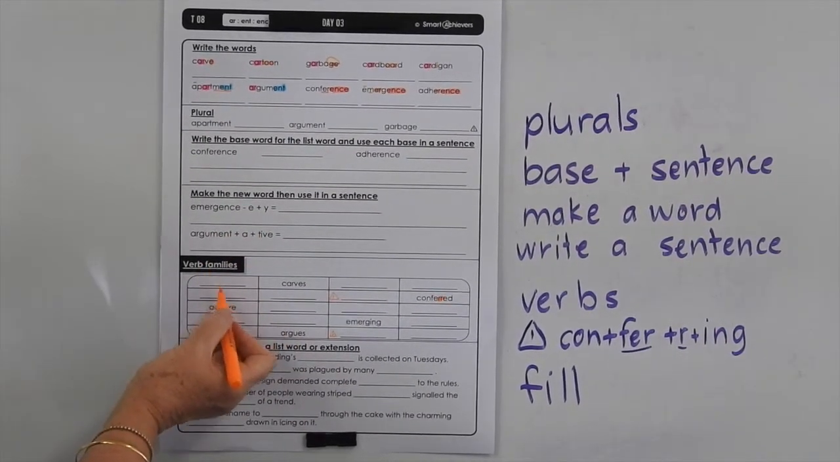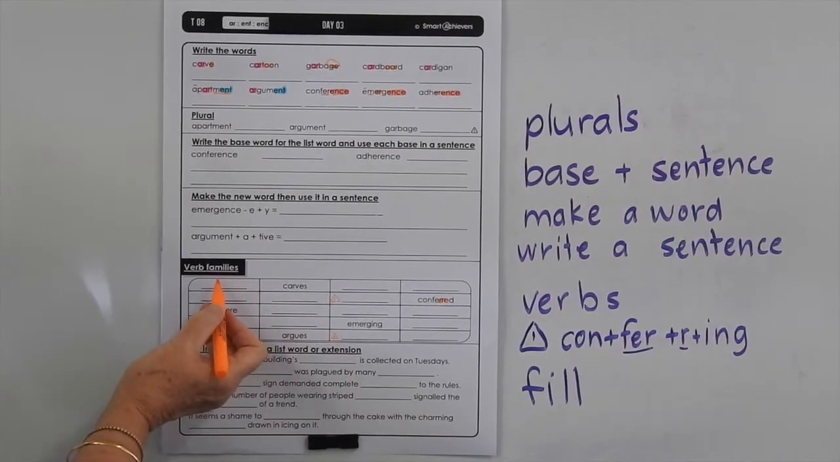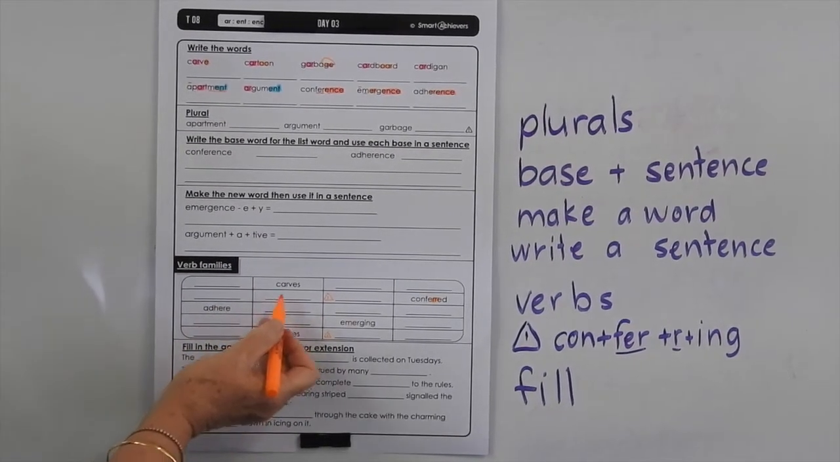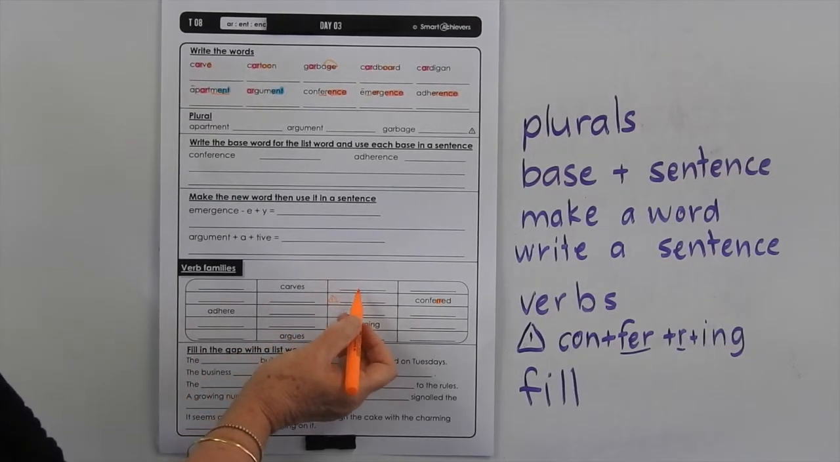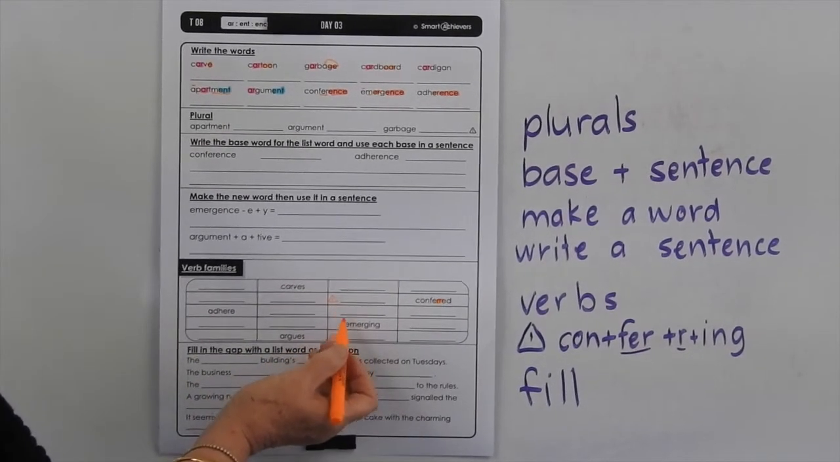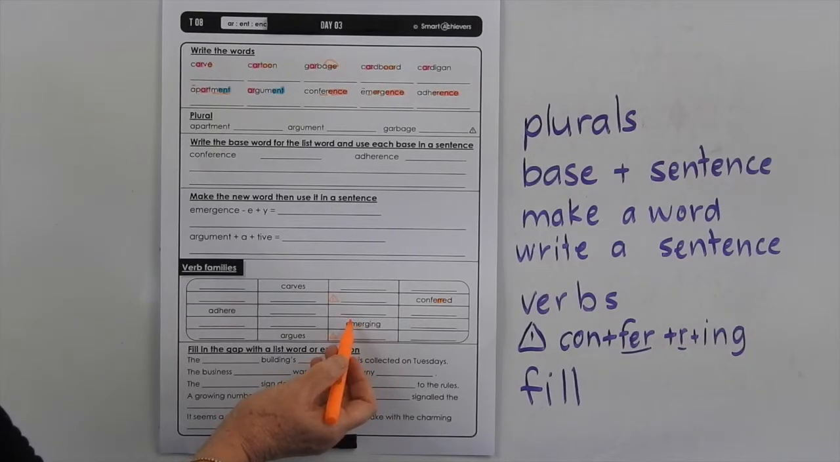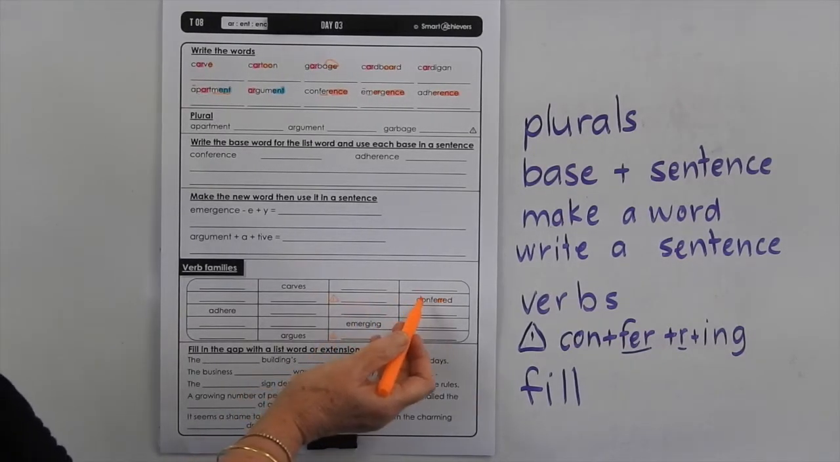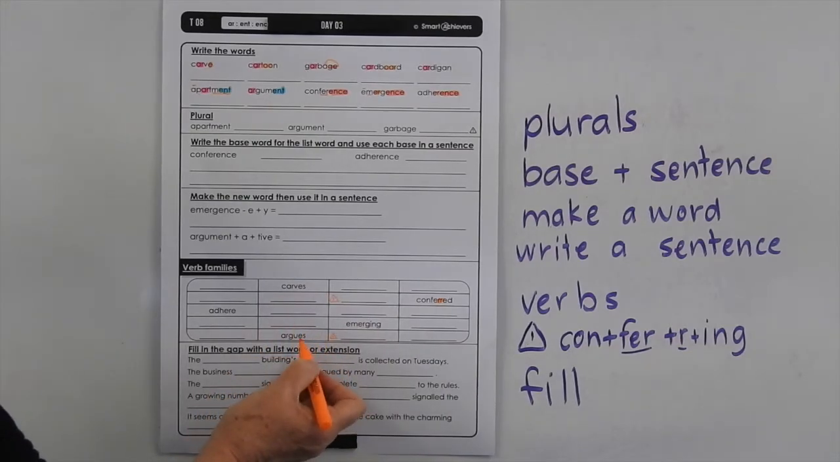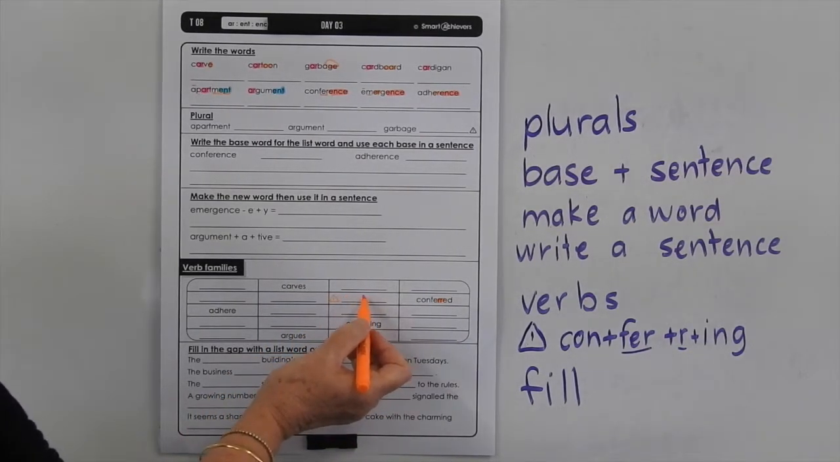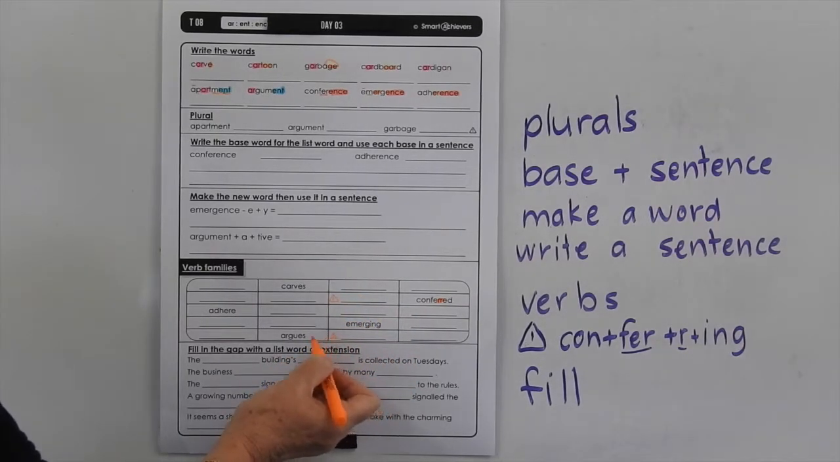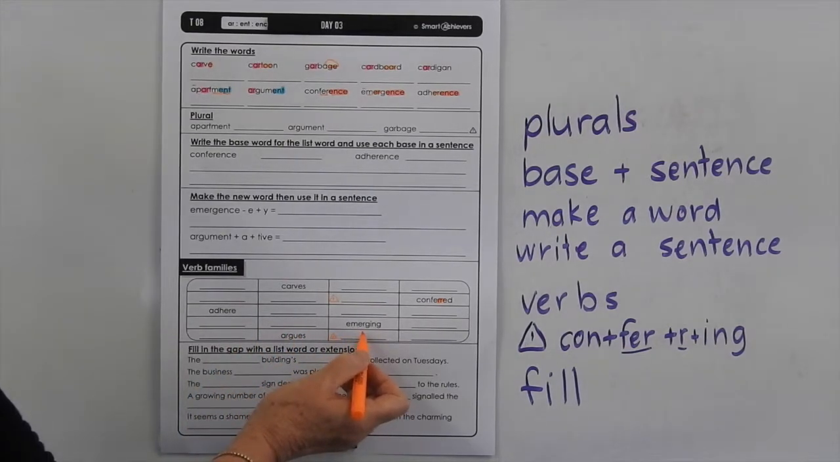Down here, now you've got verb families, so you're going to have to find the base words for many of these, then you're simply adding the S. Now here, when you're adding the ing, don't forget E goes away when ing comes to stay. Now on confer especially, you've got the double R, conferring, so just be aware of that there. And on argues, argue, argues, arguing, don't forget that E goes away.